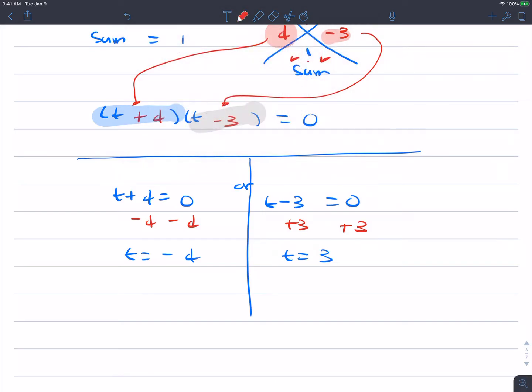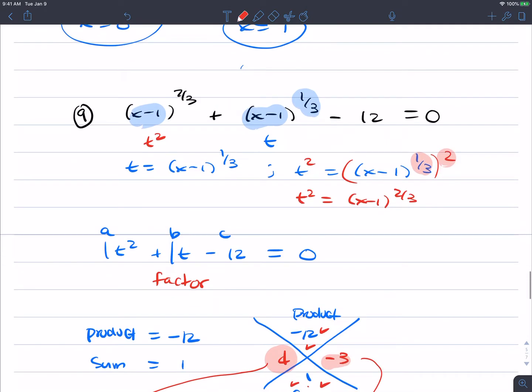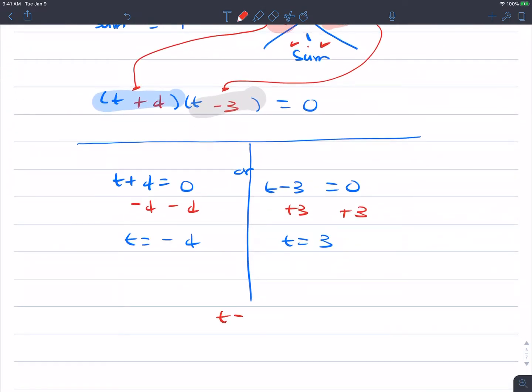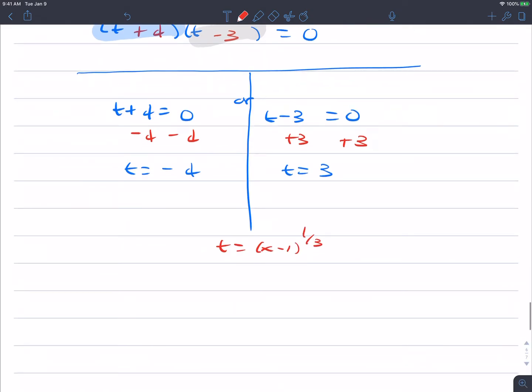But let's remember now what t really is. T is this expression. It's the base of x minus 1 raised to the 1/3 power, or the cube root of x minus 1. So we're going to use this. We say t here equals x minus 1 to the 1/3 power. Now that t is the same as this t and this t. So we get to replace this portion with x minus 1 to the 1/3 power for both of them.